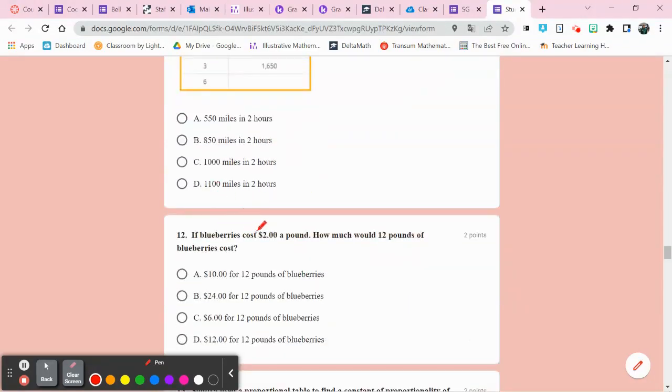All right, let's move on to the next question. If blueberries cost $2 a pound, how much will 12 pounds of blueberries cost? So 1 pound costs $2. Wants to know how many 12 pounds costs. Well, that means we take 12 times 2. That's going to be $24 for 12 pounds of blueberries, correct? Which is B, $24 for 12 pounds of blueberries. All right, everybody agree?